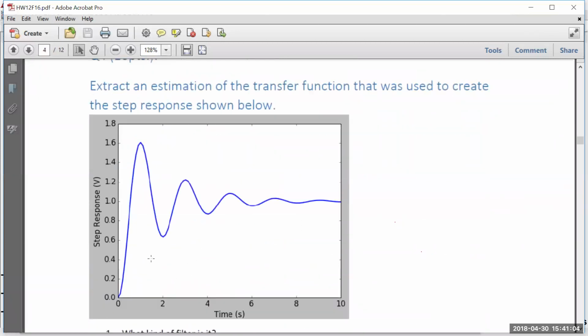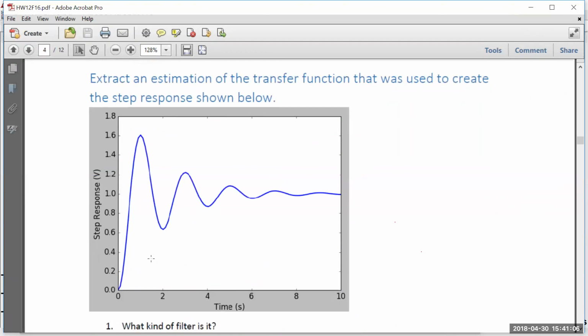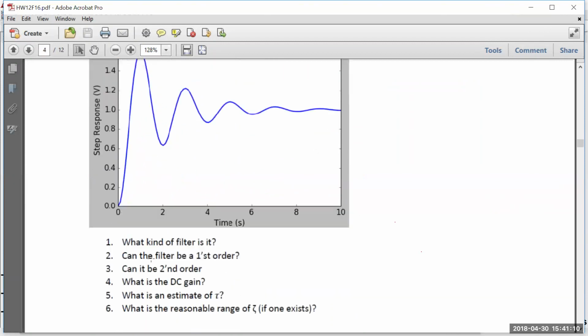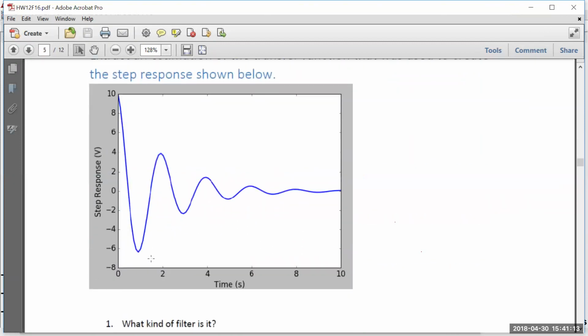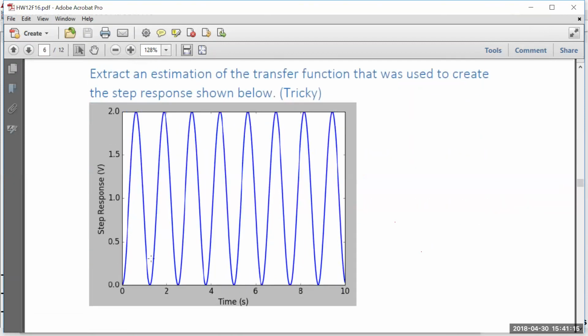But see, here's something with a lot of oscillations, right? So it's obviously underdamped. All right, still, this one's a little bit tricky, because it's just a sine wave.